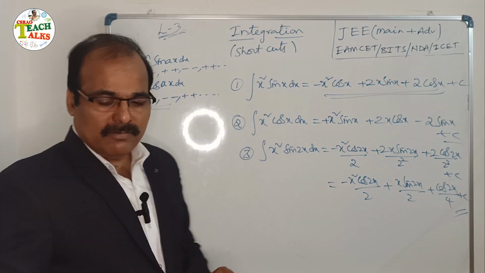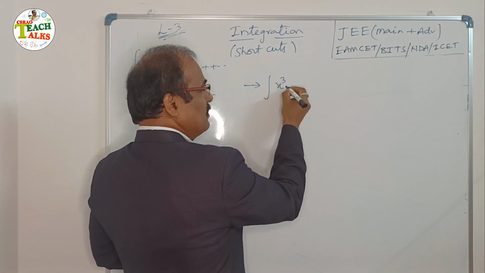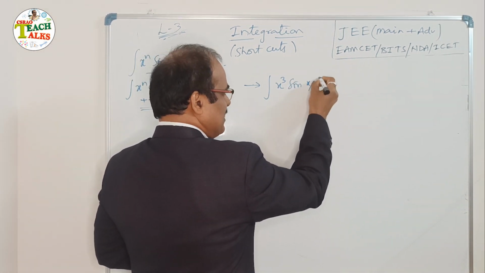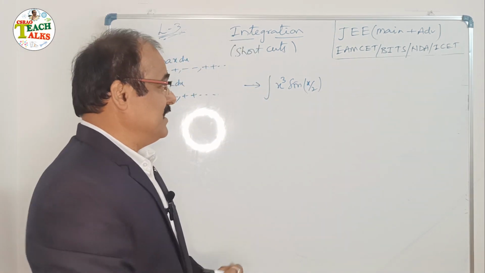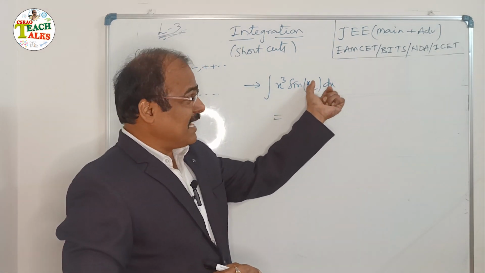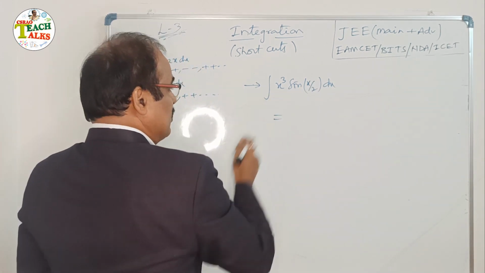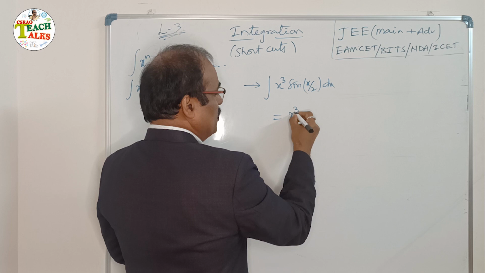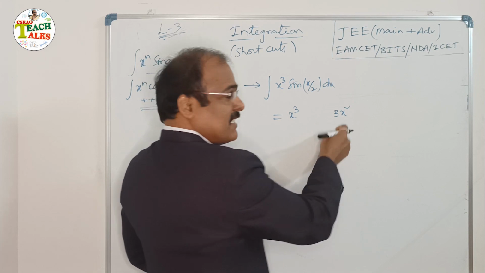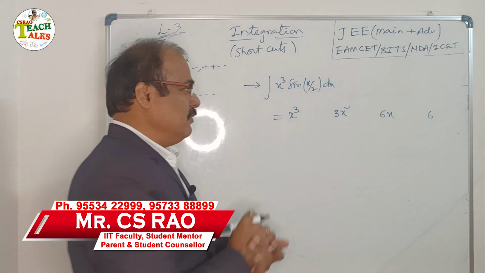Okay, and one more shortcut. Suppose integral of x cube sin x by 2 dx. This type of problem, how can we do this one? x cube, the x coefficient is 1 by 2 here. x cube is there. How can we follow? x cube, next 3x square. x cube derivative 3x square, 3x square derivative 6x, 6x derivative 6. Okay, we need to write this one.